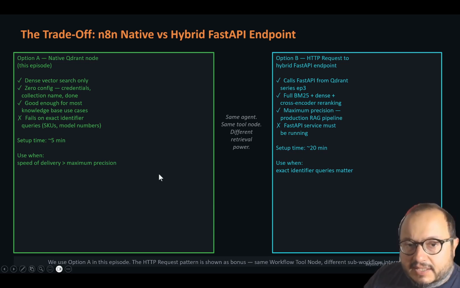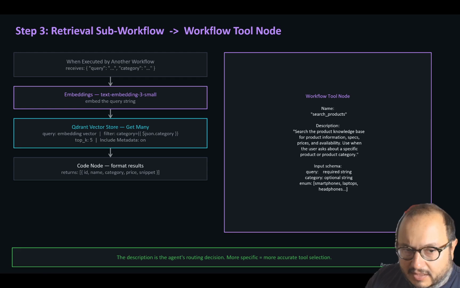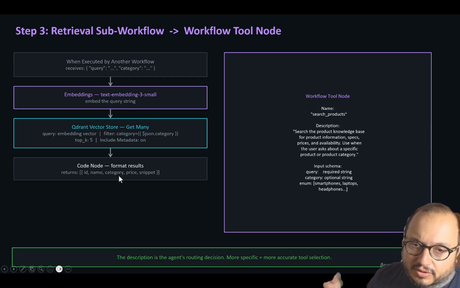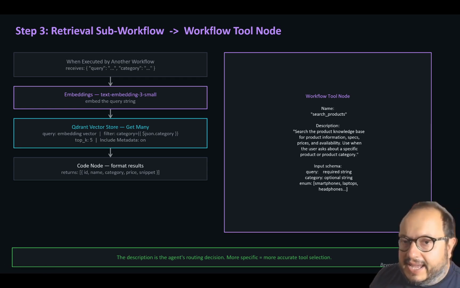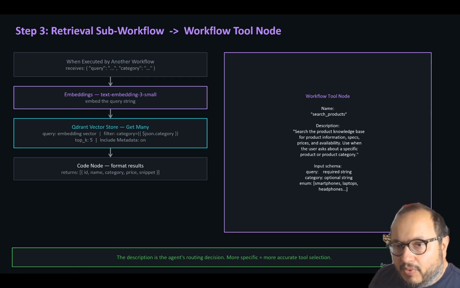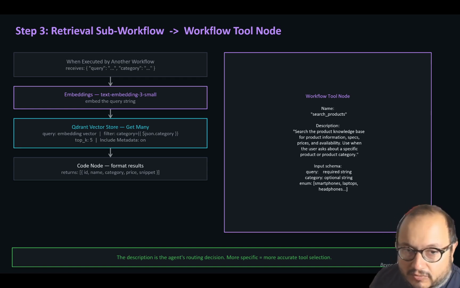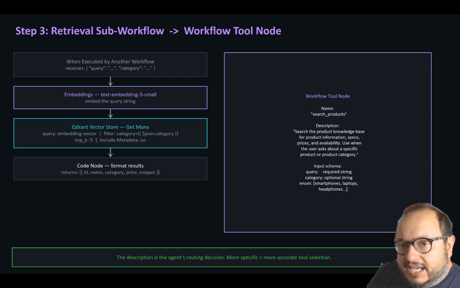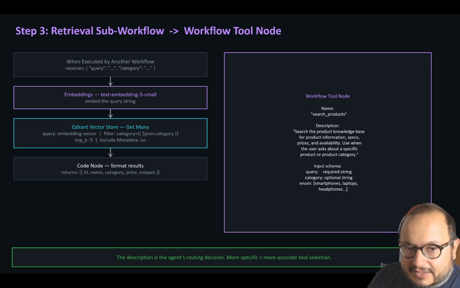Back to the build. The third node in the sub-workflow is a code node to format the output. The Qdrant Vector Store node returns a raw array of matched points. Each point has a score and a payload with the metadata fields you stored at ingestion. The agent cannot use that raw structure directly. It needs a clean, readable array.